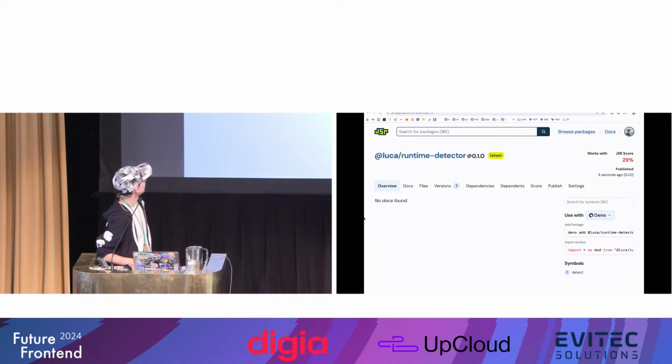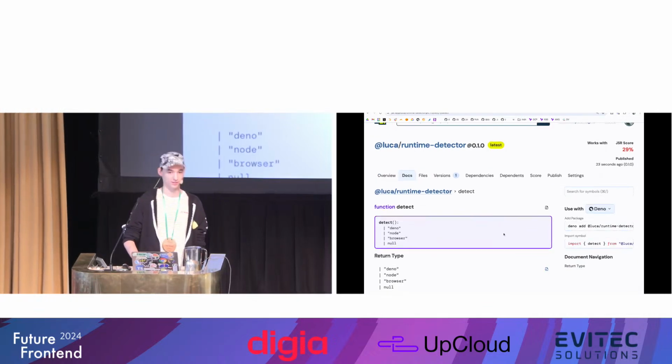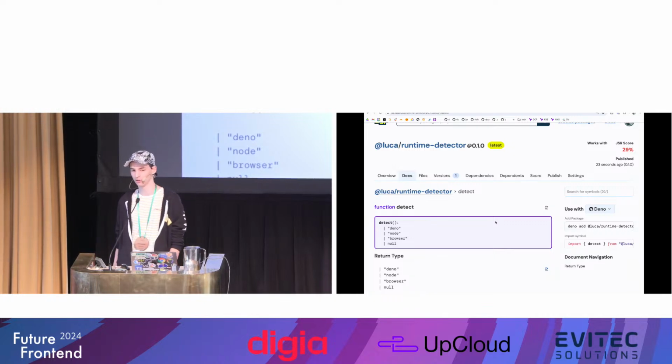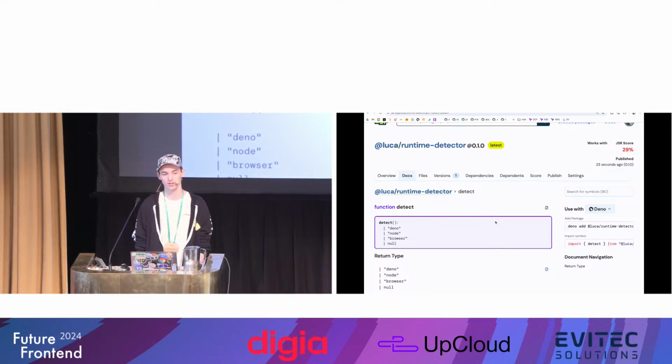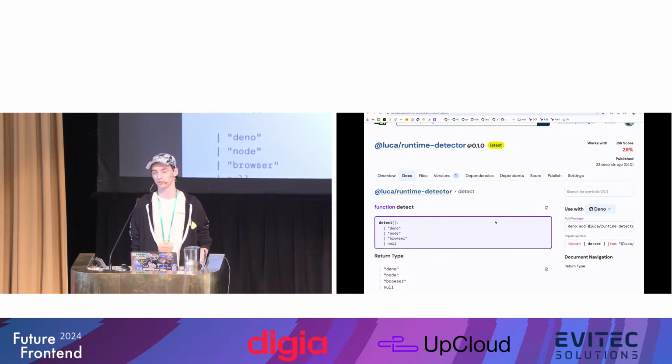But you can see this is not great so far. We don't have any docs. We have a super low score. But you can already see my detect symbol is here. And we already have some very basic documentation that was generated from the types. So the documentation really gets better as you improve it yourself, right? Like as you write comments on your code, the documentation improves.